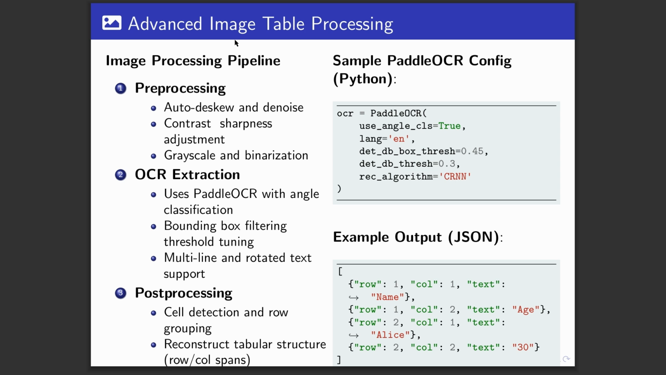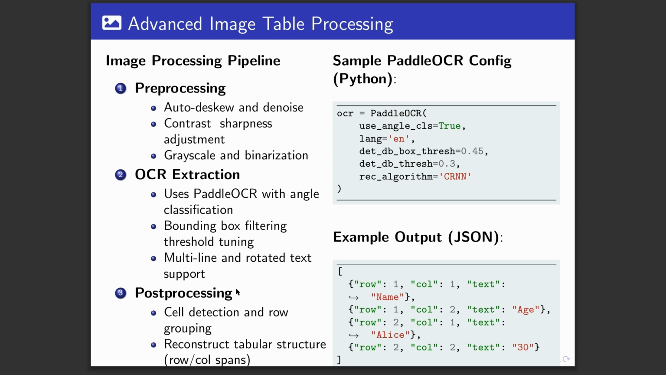Moving on to advanced image table processing. Our image pipeline is where things get really cool. We pre-process the image: deskew, denoise, and adjust contrast. Then we extract data using PaddleOCR, which is open source and handles rotated text and multi-line entries.